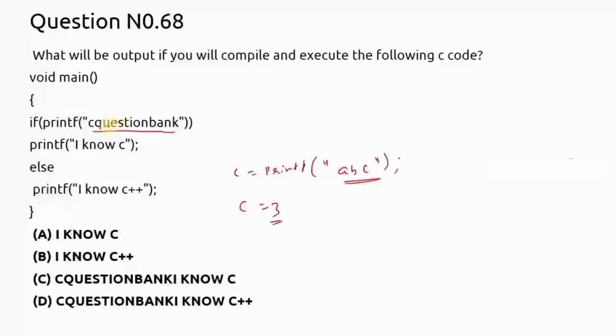So this value is non-zero. So that is 13. So that's why if of 13. If of non-zero means it has to execute this part. So printf I know C, that means it will print I know C also. First it will execute C question bank, then it will execute I know C. So totally the answer is C question bank I know C. So this C is the correct answer. You can observe, it will not go for the else part. So the answer is C.